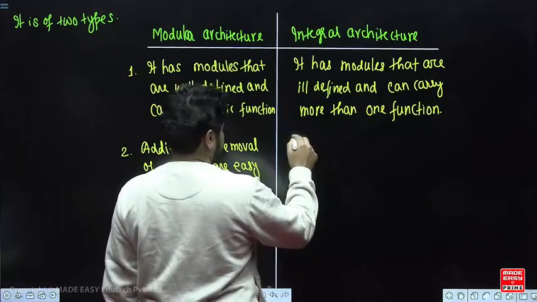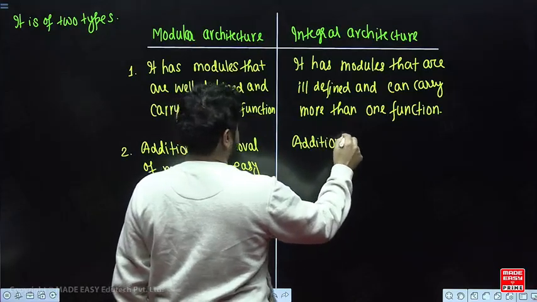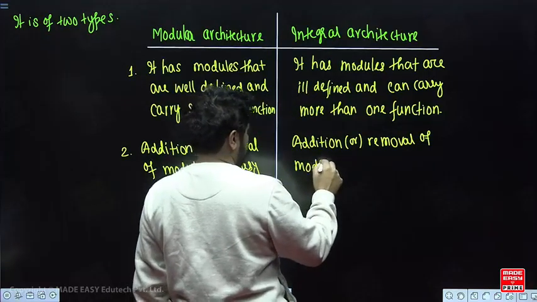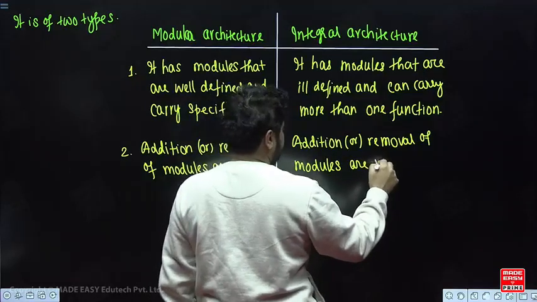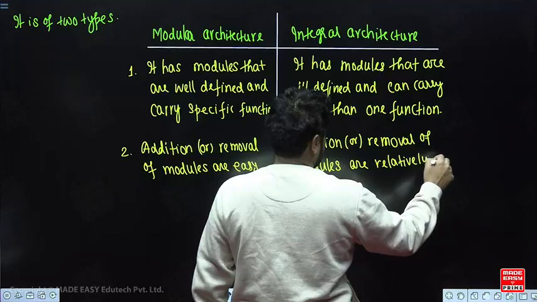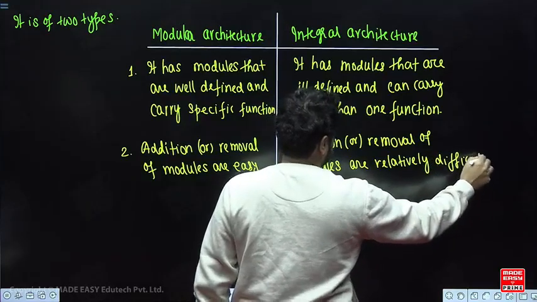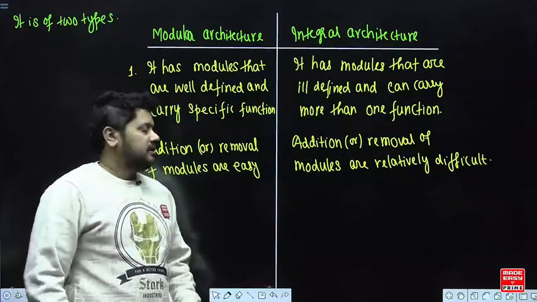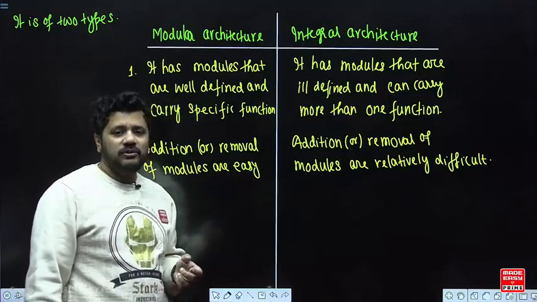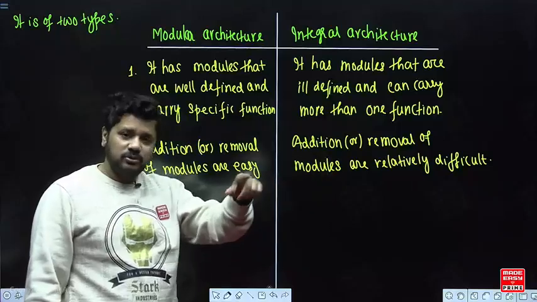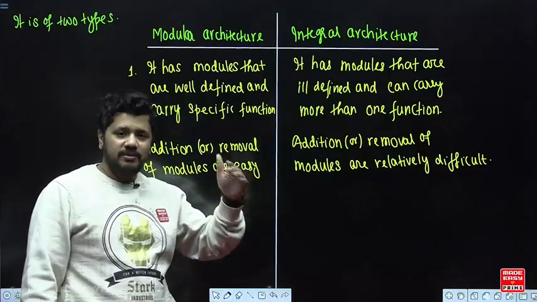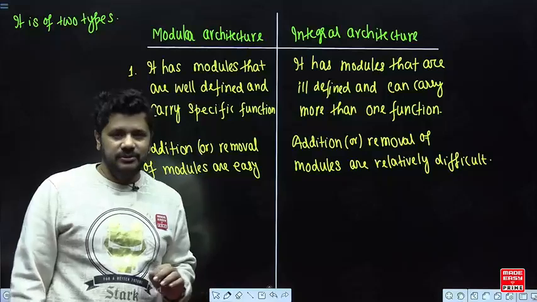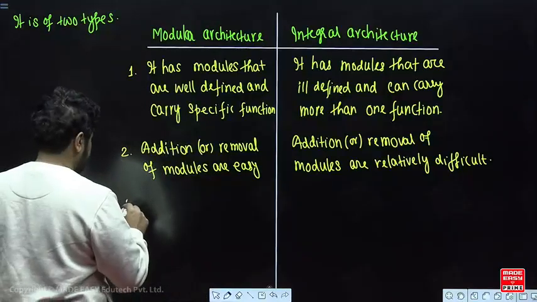So the second point is that addition or removal of modules is relatively difficult, isn't it. Now, in a personal computer you can add a mouse, but in a phone you cannot add a mouse. Or if any component is not working, you can easily remove it from the personal computer, but for the laptop you have to go to the service center, and the service person will take 2 or 3 days to fix your problem. But for a CPU, if you take it, within a few hours they will fix it and give it back, right? Because addition and removal of modules is relatively easy.